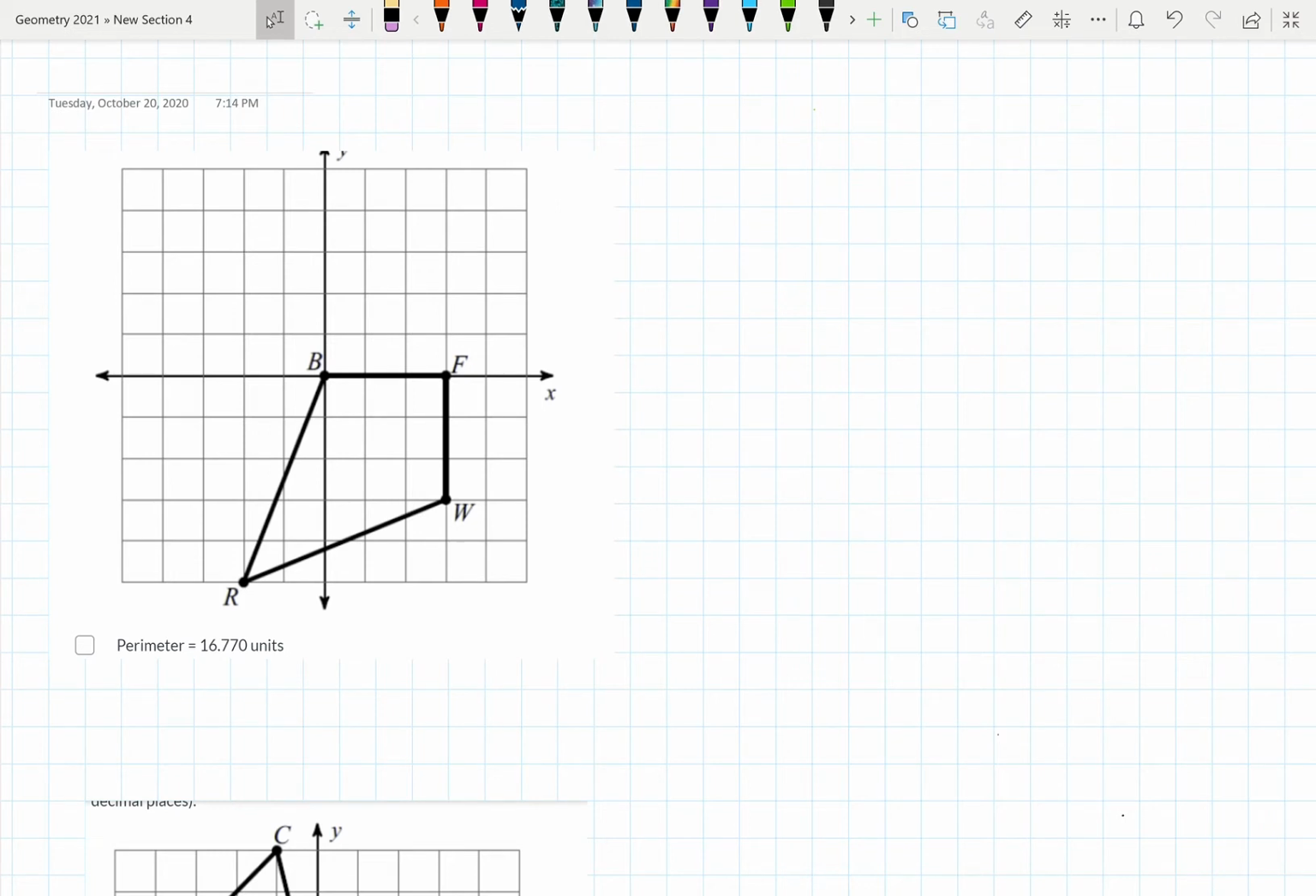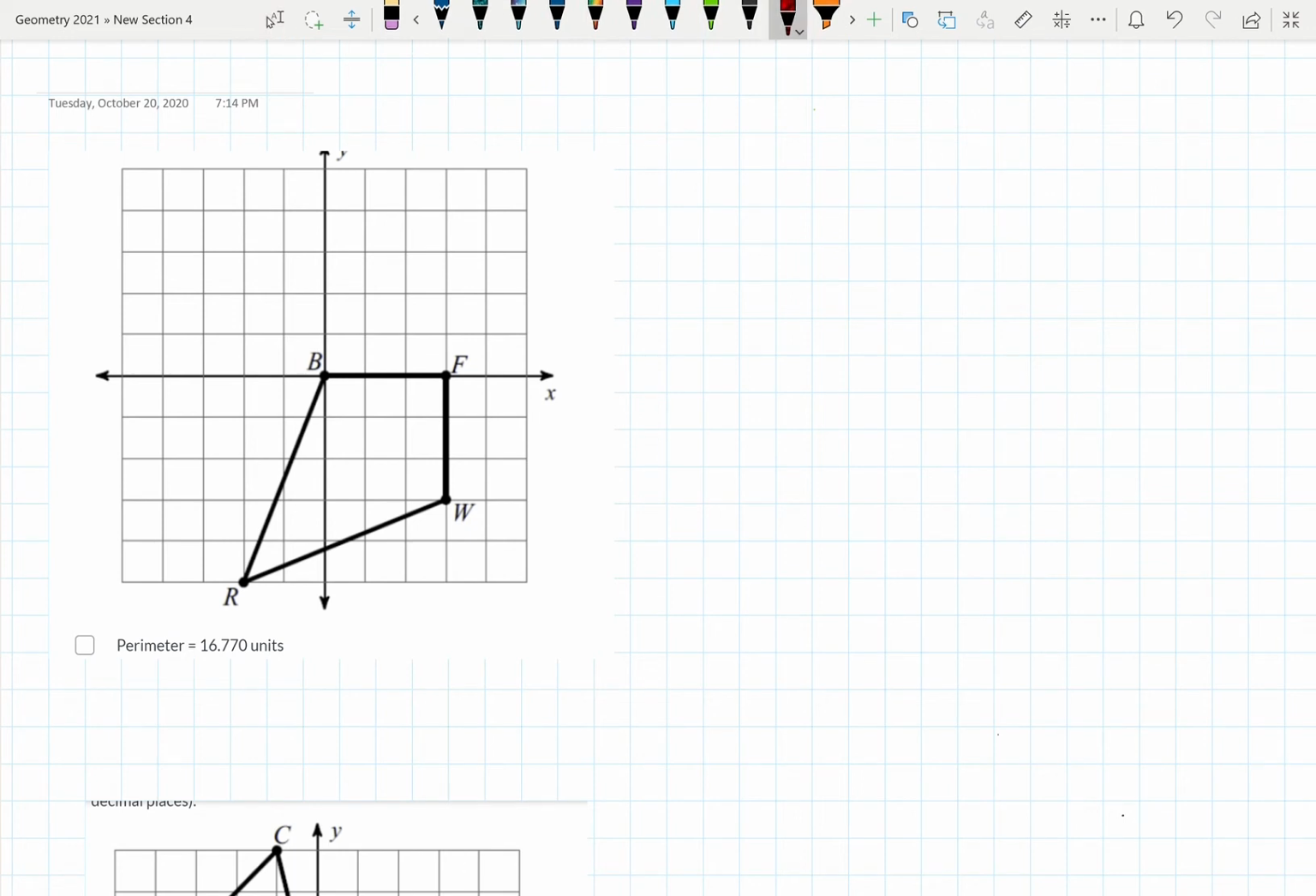Good morning again, guys. I know some of you still had some questions about finding the perimeter and the area in the coordinate plane, particularly the area. So I just wanted to show you something that you might find helpful.